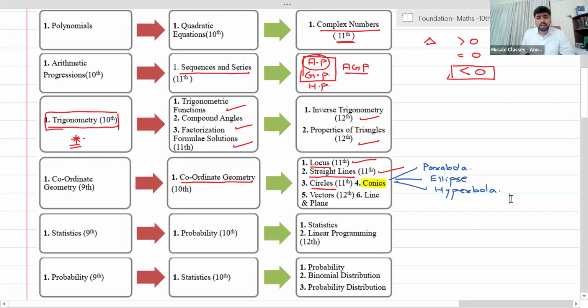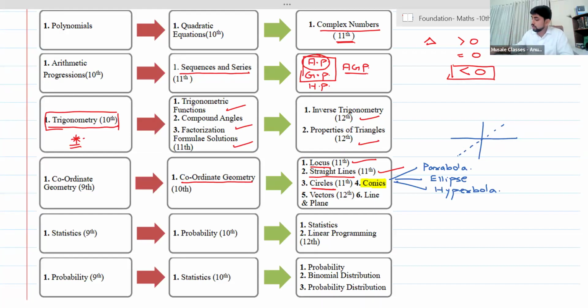Continuing, when we go to 12th standard, now coordinate geometry is in 2D, that is in 2 dimensions. You've only got a y-axis and an x-axis right now. Then we study 3D geometry. We are introduced to another axis that is called the z-axis. So that is also coordinate geometry itself, but in 3D. In that, we study vectors and we study line and plane. So these are the topics that we study in 3D.